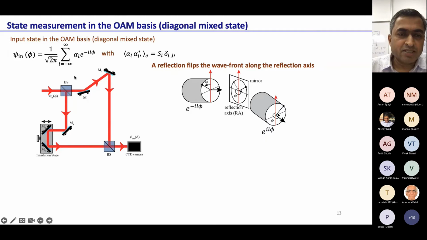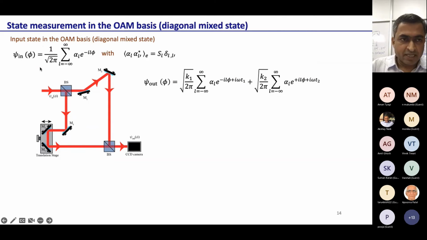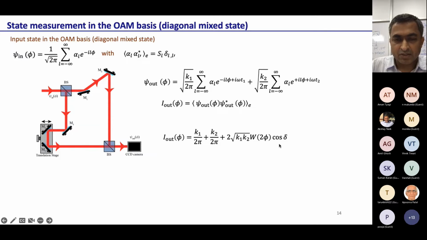So again, this is just a simple Mach-Zehnder interferometer. The only thing is that there's an odd and an even number of mirrors. Because of this odd-even combination, if this is the input to this Mach-Zehnder interferometer, then at the output I have one term which has e^{ilφ}, and the second term will have e^{-ilφ}, because one is inverted with respect to the other. So this is the output of the interferometer. That is the field, and if I take the intensity, that's how it actually looks, where this delta is just the phase difference between the two arms.